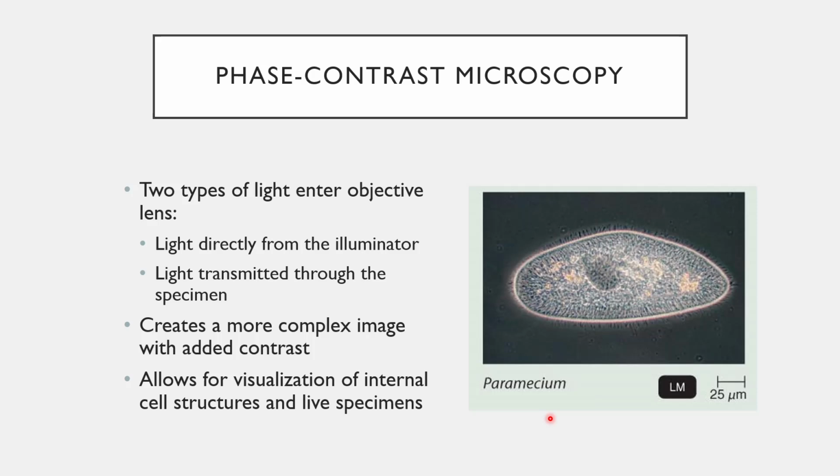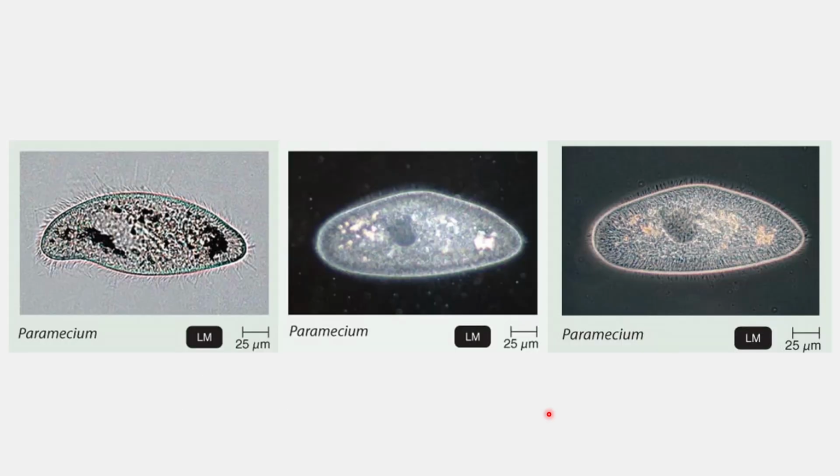So here we have a picture that shows us a side-by-side comparison of these first three types of microscopy. We've got paramecium under bright field, paramecium under dark field, and a paramecium under phase contrast microscopy.